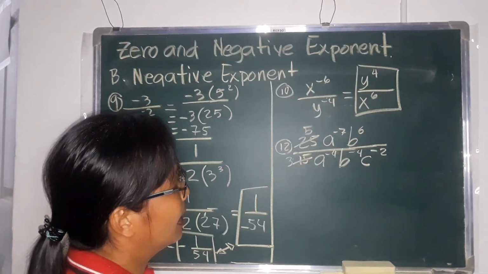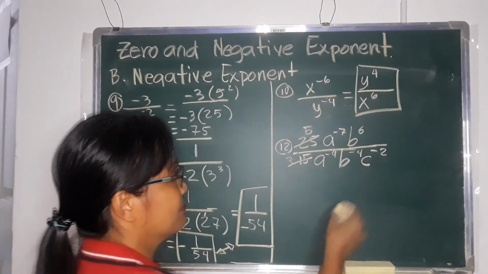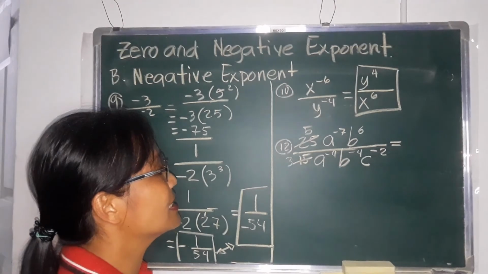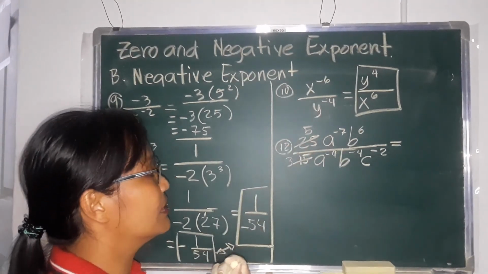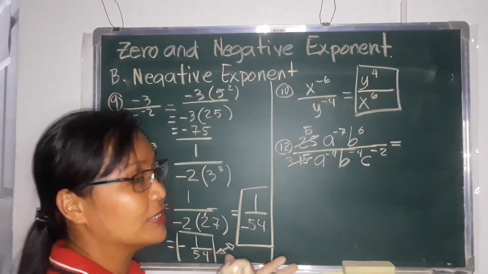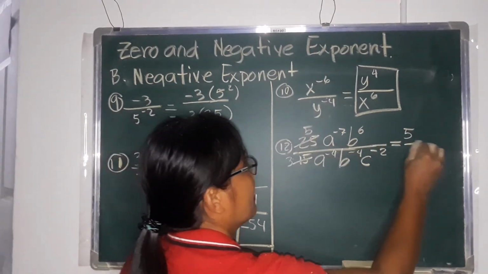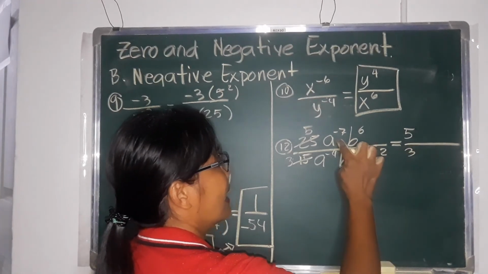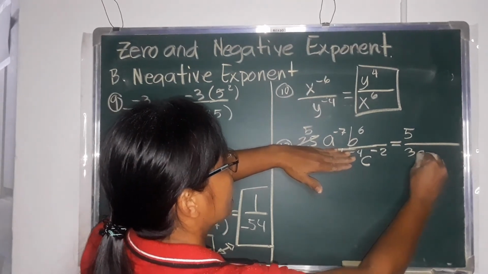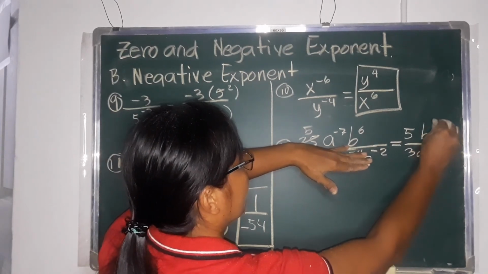Next, let's follow the highest exponent, right? But in here, for you not to be confused, just put first those numbers on their positive exponent. Okay, so in here we have 5, and the denominator is 3. Next, a to the 7 is negative. It's on the numerator, so let's move it to the denominator. So we have a changed to positive, and b to the 6 remains on the top.